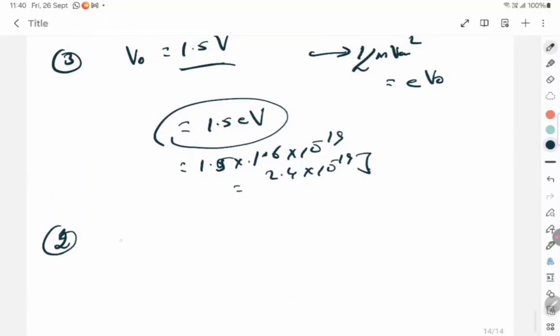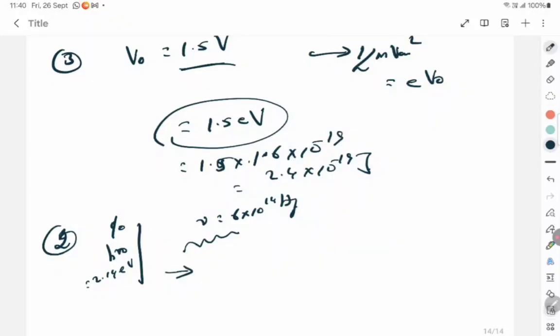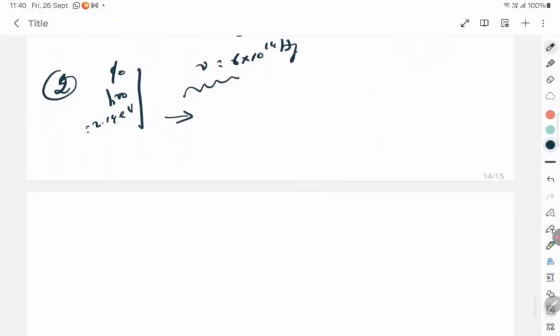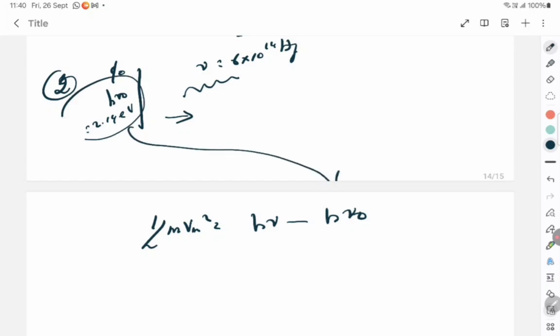The work function of a cesium metal, which is h nu naught or phi naught itself, is 2.14 electron volt. When light of frequency 6 into 10 to the power 14 hertz is incident on the metal surface, photoelectric emission occurs. What will be the maximum kinetic energy? It's the full process, so you write half m v max square is equal to h nu minus h nu naught. Since they have given the work function in electron volt, let's convert everything in electron volt. Let's keep it as 2.14 electron volt.